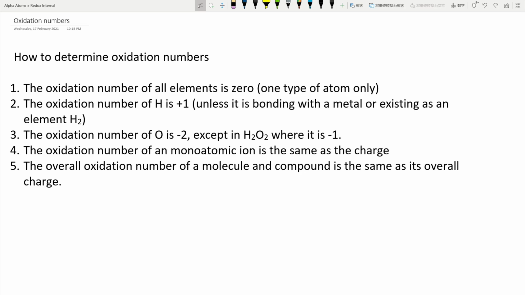Okay, so today we are doing some oxidation numbers. This is a redox internal, and this particular video would apply to anyone doing level 2 or level 3 chemistry, because redox is one of the really popular internals, and I'm pretty sure all the schools that offer chemistry do redox. Oxidation numbers is something that all year 12s and all year 13s should be able to do, because it's the absolute basic of redox chemistry.